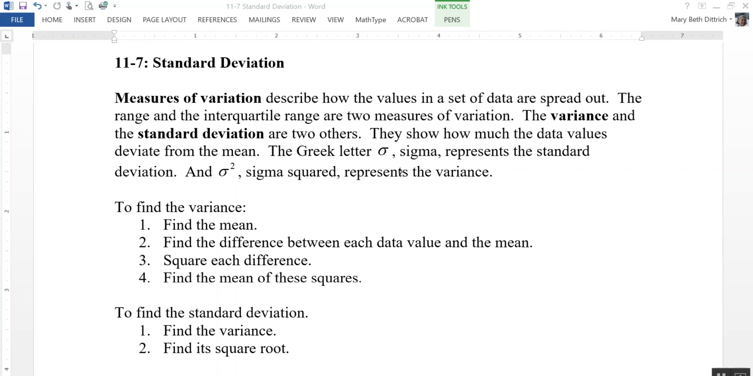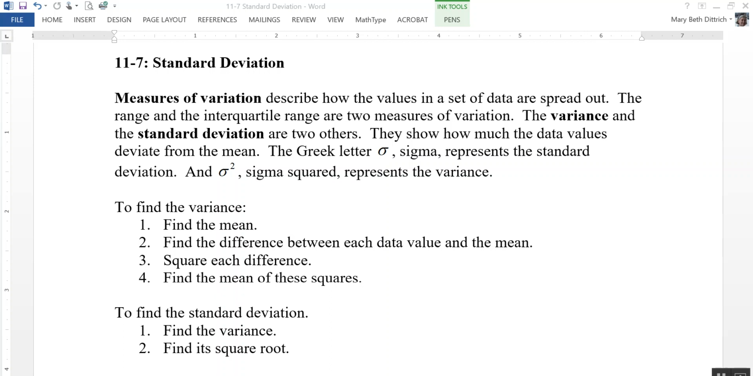The Greek letter sigma represents the standard deviation, and sigma squared represents the variance. Here's how to calculate each one of those. To find the variance, first thing you want to do is to find the mean of the set of data. Remember, that's just the average. Then find the difference between each data value and that mean. Square each of those differences, and then find the mean of these squares.